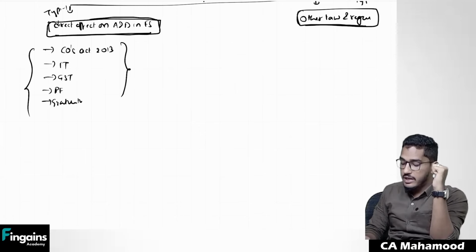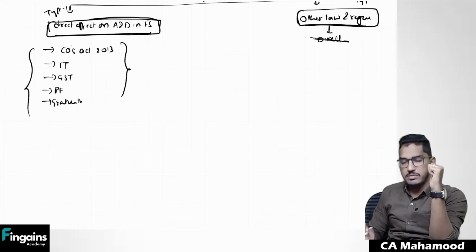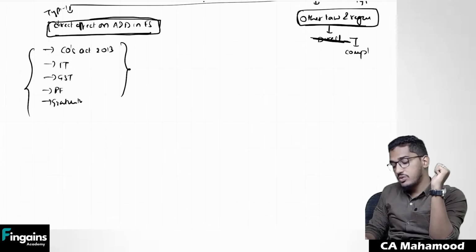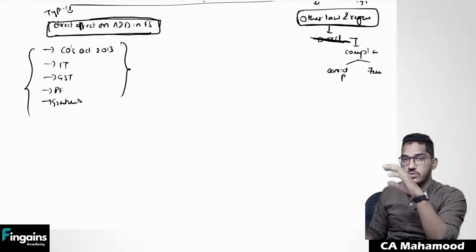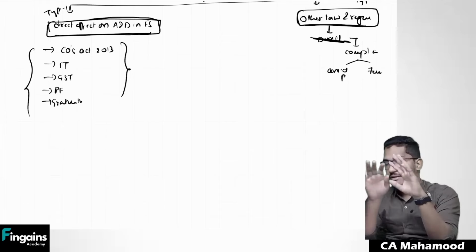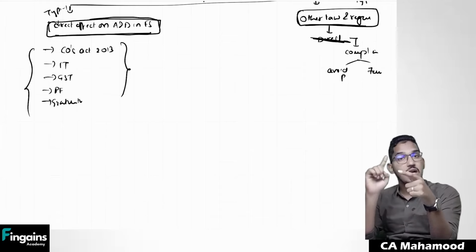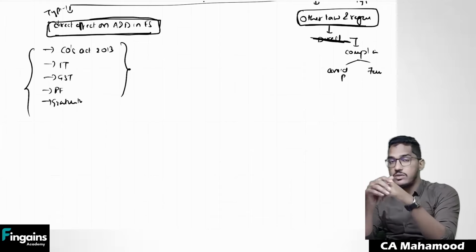Whereas other laws and regulations are those laws and regulations which don't have direct effect on financial statements. Even though they don't have direct effect on the financial statements, still compliance with these laws is also required, either to avoid penalties or because they are fundamental to continue the business. Under other laws and regulations, those laws will come which do not have direct effect on the financial statements, but still compliance with that laws is also required.